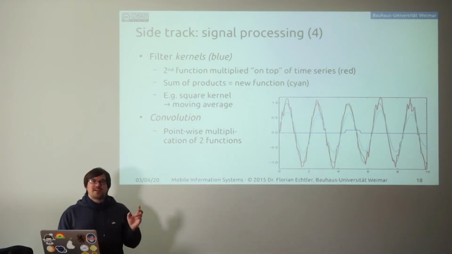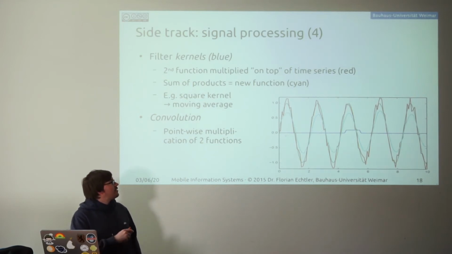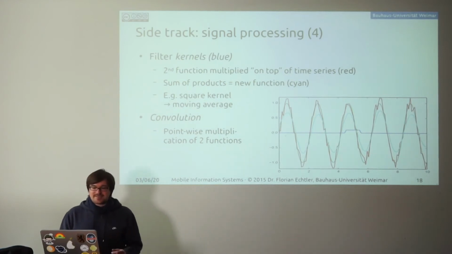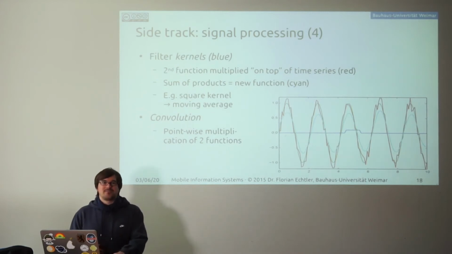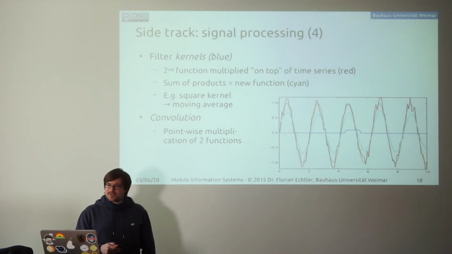And if you need to react very quickly to specific events, then it's maybe not the ideal filter for that scenario. From a mathematical point of view, this is so-called convolution. So it's basically just a point-by-point multiplication of two functions. And the two functions here are the noisy red measurement data and the blue step function. And the result is, as I mentioned, that cyan filtered function that's less noisy, but also somewhat time shifted with respect to the original function.